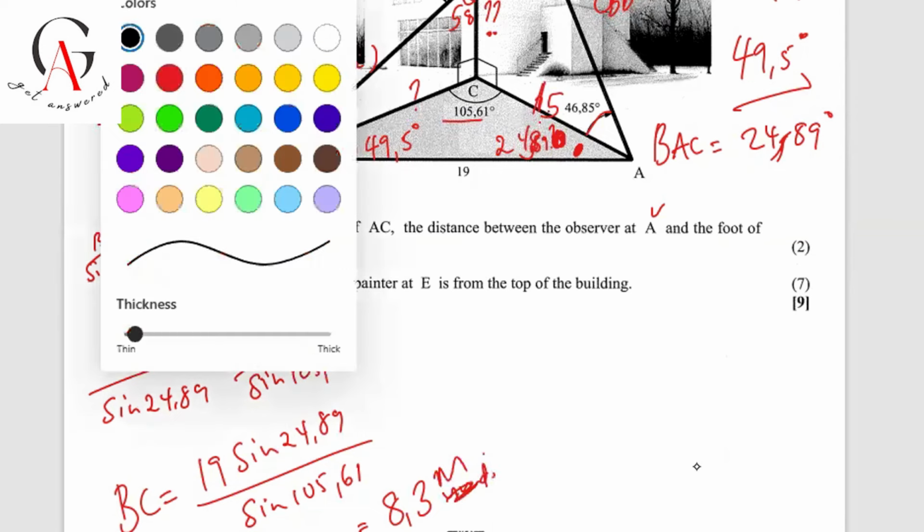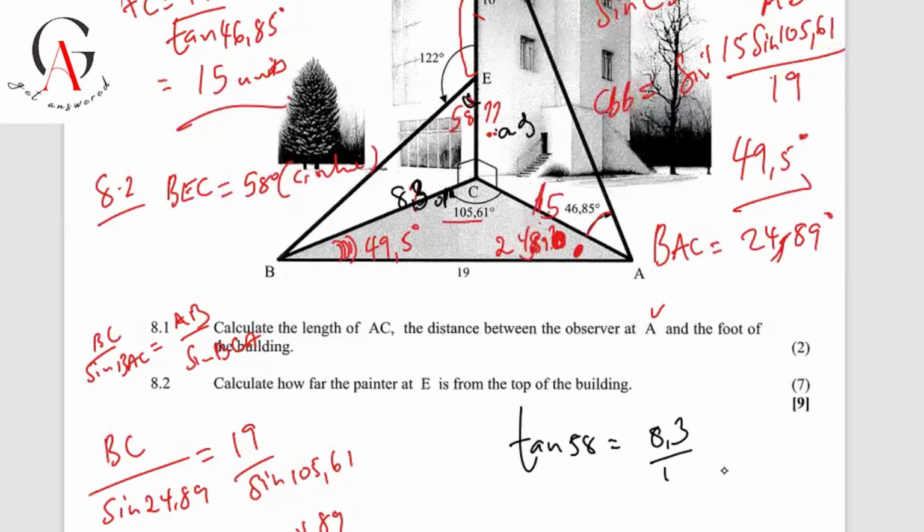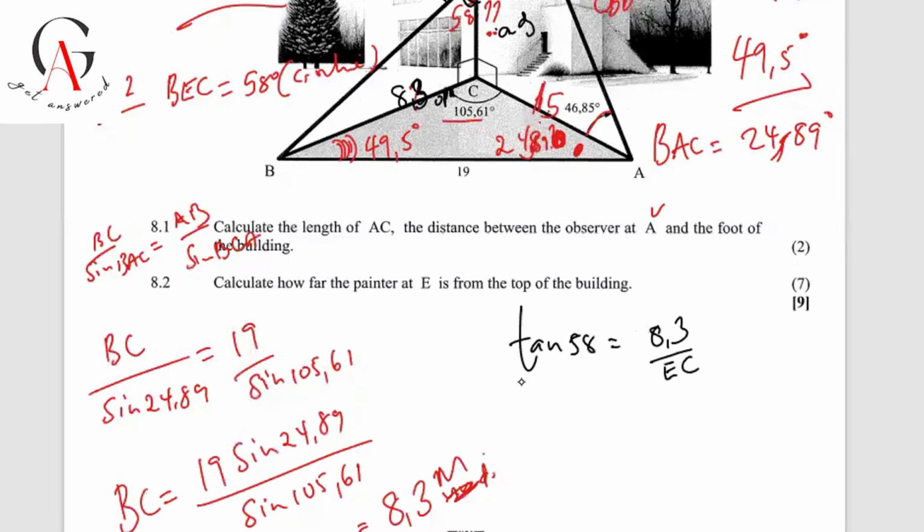So if that is 8.3, then we can use this angle and then the tan. Is it tan? Yes, because this is now the adjacent. This is the opposite of 58. So I'll say the tan of 58 is equal to the opposite, which is 8.3 over EC. Let's look for EC alone. EC is going to be 8.3 over the tan of 58. That's tan of 58. That gives me 5.19.